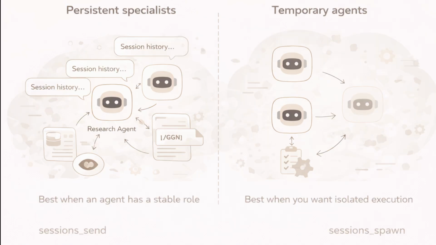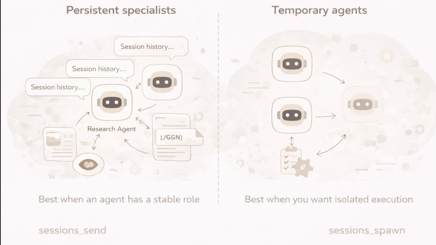OpenClaw supports two main agent patterns. Persistent specialist agents are named agents with their own ongoing session and history. They are best when an agent has a stable role in the workflow. For example, a research agent that enriches every inbound lead and returns a consistent JSON structure. These are delegated to using sessions_send.